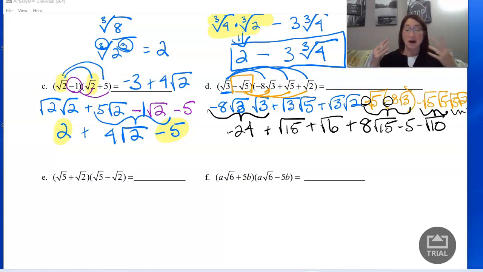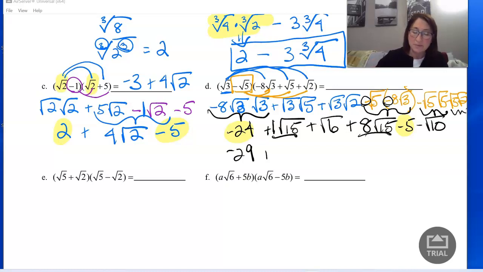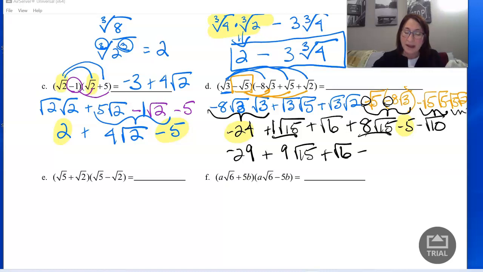Well, I don't have a ton of stuff that can be brought together, but I got a little bit. So let's start with negative 24 and negative 5. That's going to give me a negative 29. And then I've got my root 15s. I have 1 here and 8 here, so that'll be plus 9 root 15. Then I've got my root 6. Then I've got my minus root 10. That whole thing is my answer.